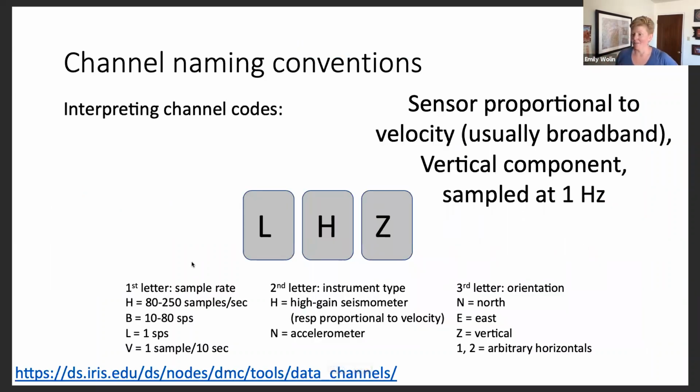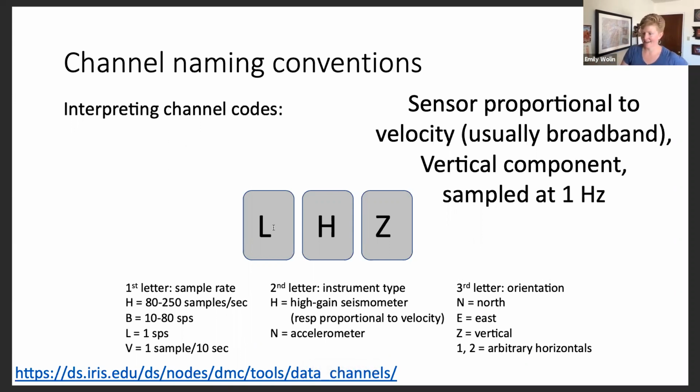So in general, channel naming conventions, right, the last part of your network station location channel identifier will have 3 letters. And there's a good reference to interpret these. IRIS has this awesome data channels wizard tool. So you can type in the code and it'll tell you, using most standard conventions, what that instrument is and what its sample rate is and things like that. So here's an example, right?